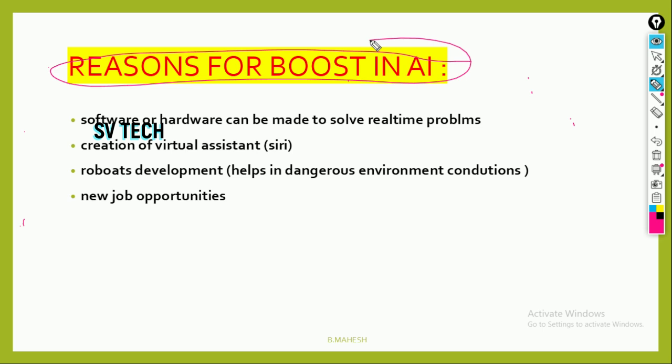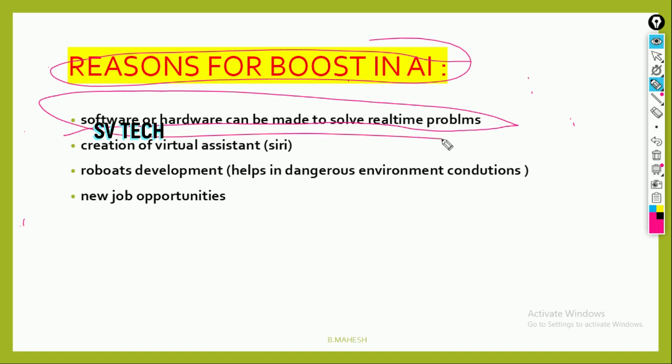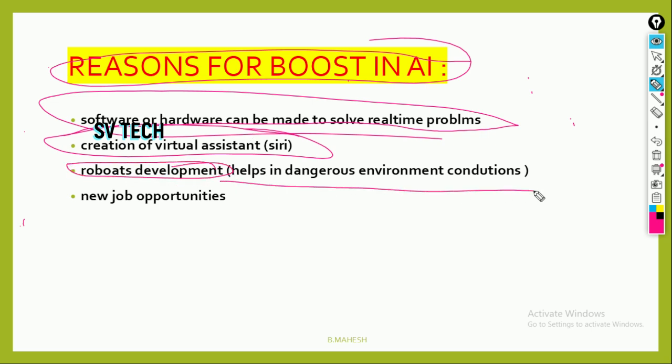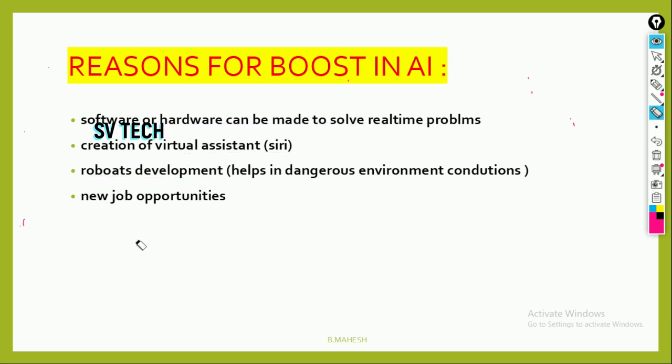Reasons for the boost in AI. So why is AI improving day by day and why is it booming? Software or hardware can be made to solve real-time problems. This is one of the main reasons. Creation of virtual assistants like Siri and Alexa, and robot development helps in dangerous environment conditions. Instead of sending human beings, we can send robots. And in AI, day by day, new job roles and job opportunities are increasing. These are the reasons for the boost in AI.